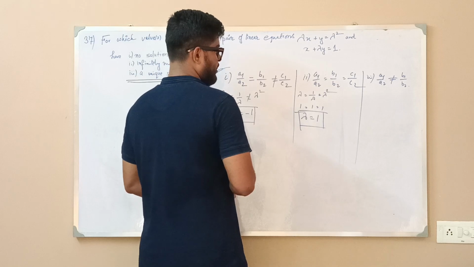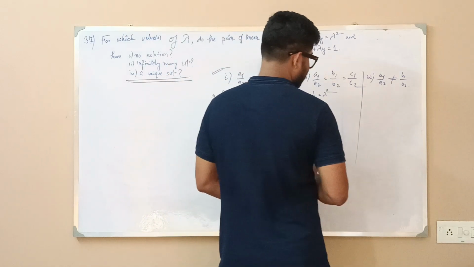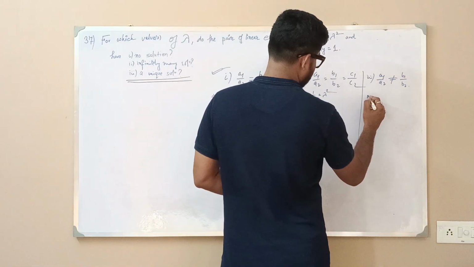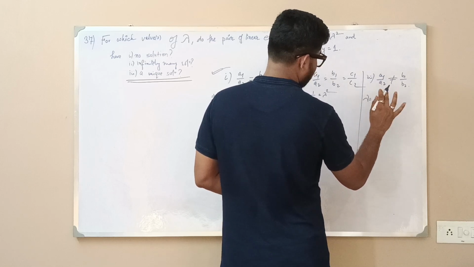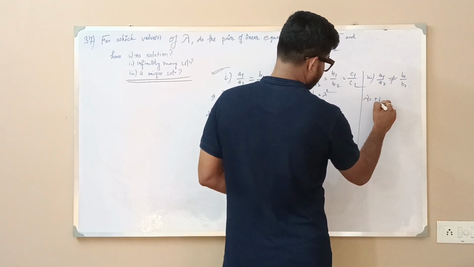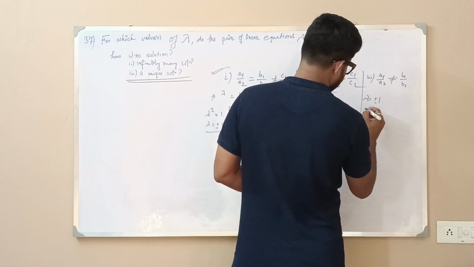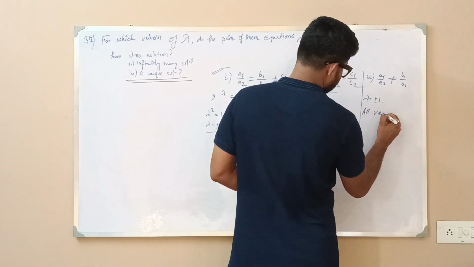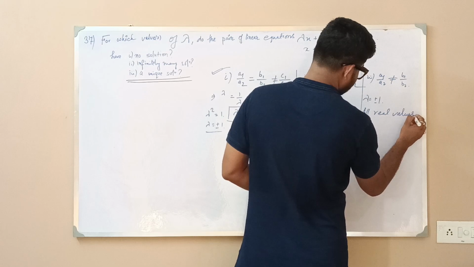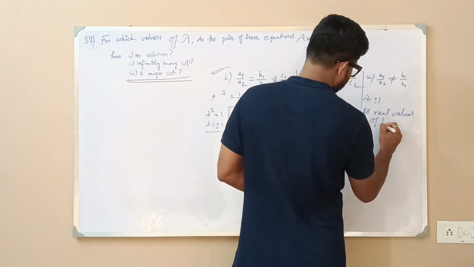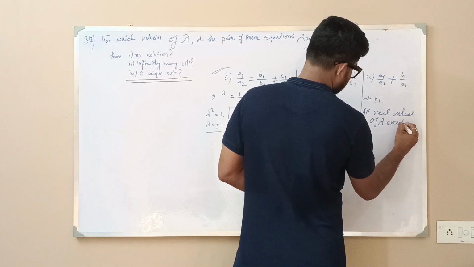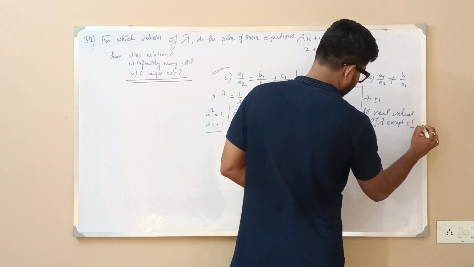Okay. And now in this case we can understand that lambda will accept any value except plus minus 1. So we can write all real values of lambda except plus minus 1.